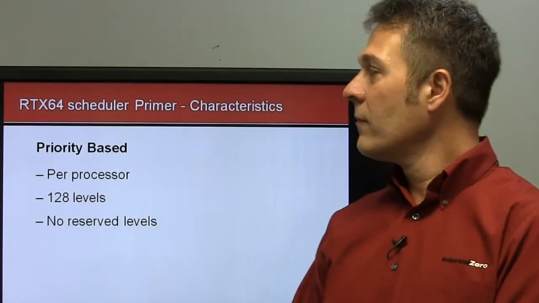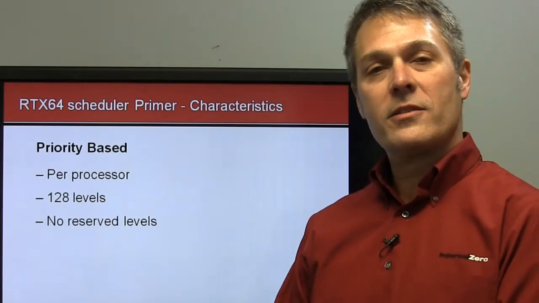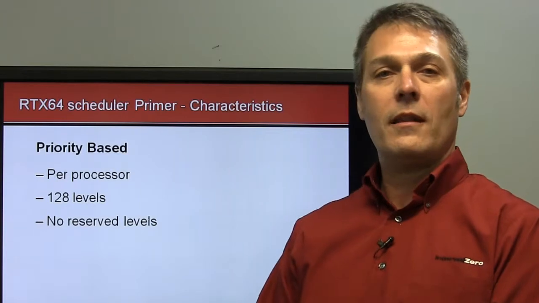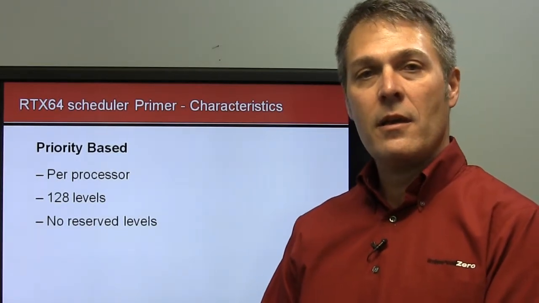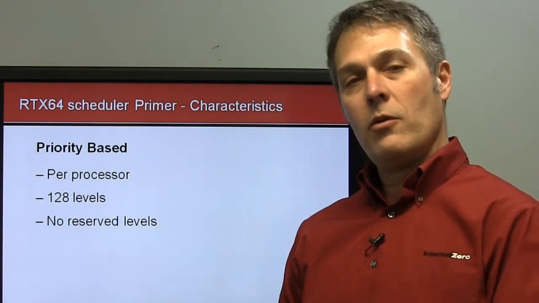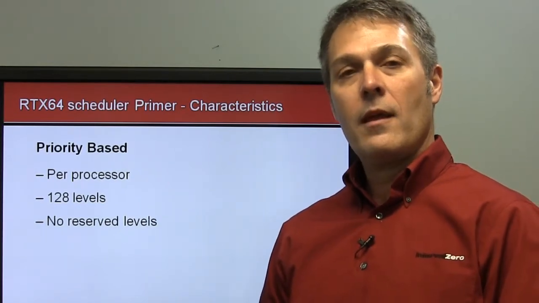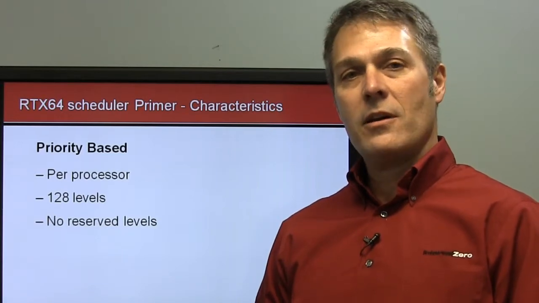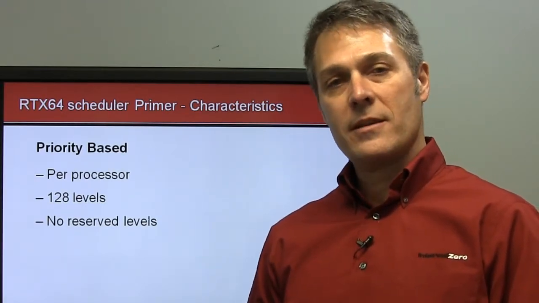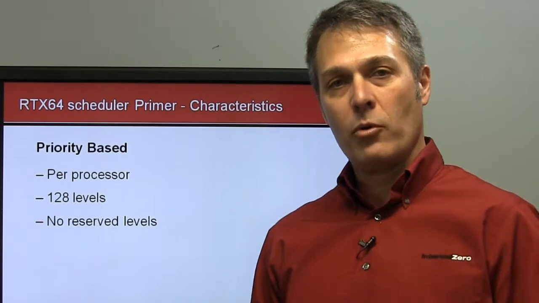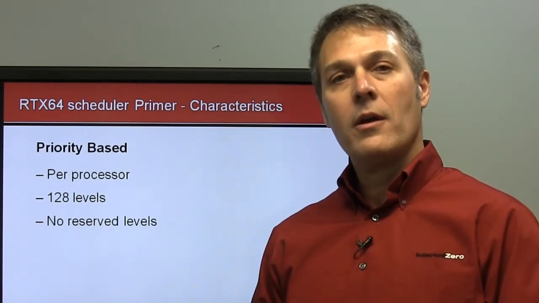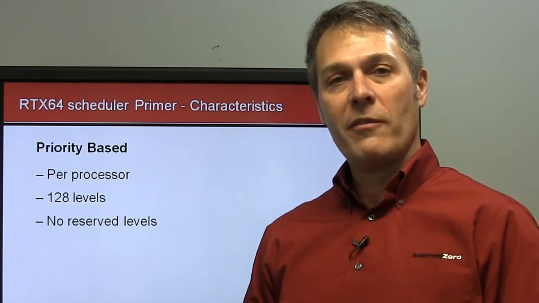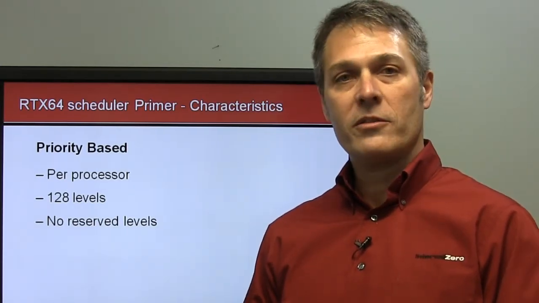So diving right in, first and foremost, RTX 64 is a thread priority-based scheduler. There are 128 levels of thread priority in RTX, 0 being the lowest priority and 127 being the highest priority. Now, thread priorities affect only the processor that they're on, and as such, priority cannot be used as a synchronization mechanism across multiple cores. And as I stated earlier, there are no special types of threads within RTX, and as such, there's no requirement for a thread reservation or a priority reservation mechanism.